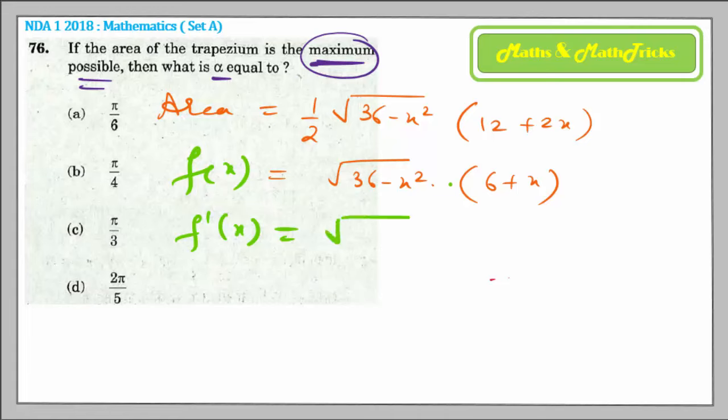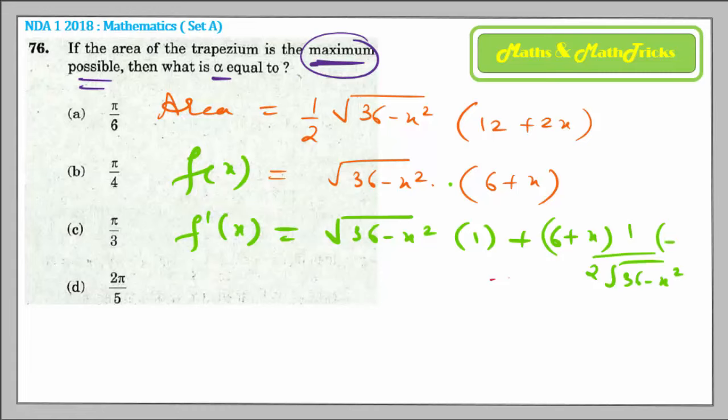So it will be basically root over 36 minus x square into 1 plus 6 plus x as it is. Root derivative: you know root x derivative is 1 upon 2 root x. So it will be 1 upon 2 root over 36 minus x square into, again composition, minus 2x, right? So this is the derivative. I am equating it to 0. So what do I get?